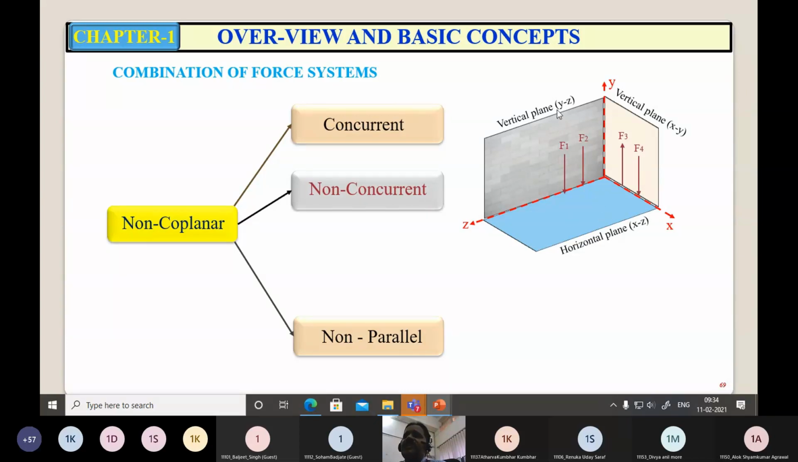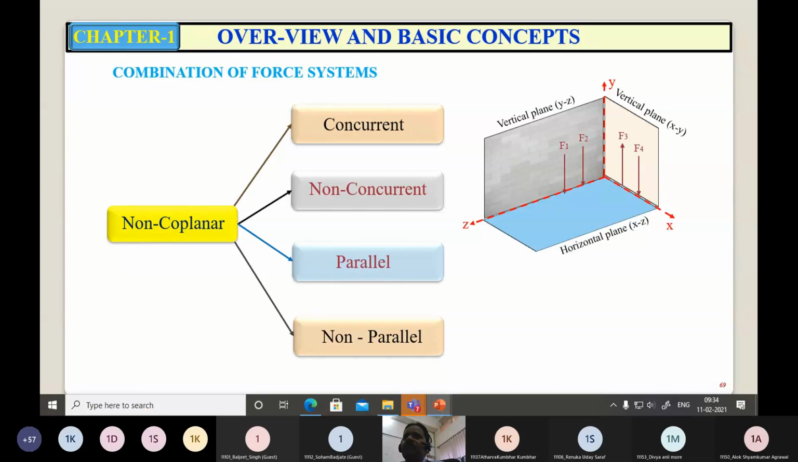But two forces are acting in the YZ plane, and two forces are acting in the XY plane. So it is a non-coplanar force system. But the lines of action are also not passing through a common point, so it is a non-concurrent force system. Are you following me? So it is non-coplanar, non-concurrent.